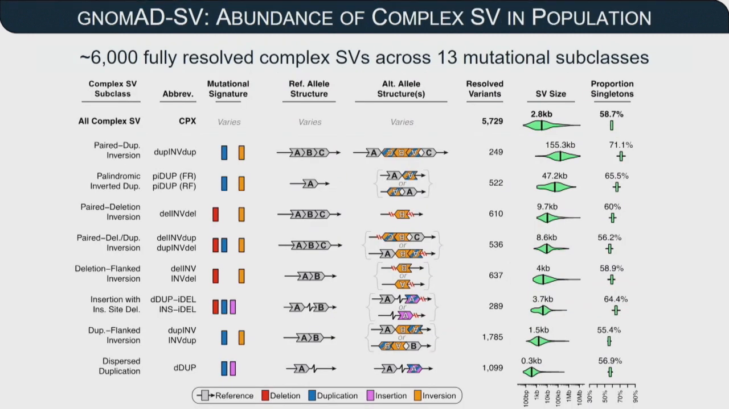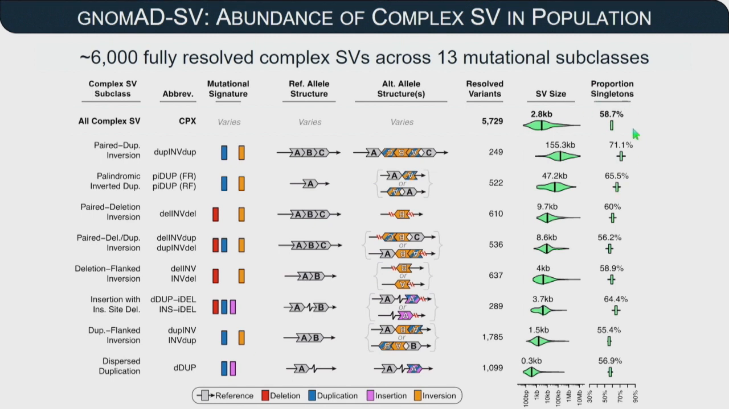And so now with gnomAD, we have some set of background. So we basically have 6,000 fully resolved complex structural variants across 13 mutational subclasses, ranging from inversion with paired duplications to deletion, inversion, duplication, various CNV-mediated events and inversion-mediated events. And the one thing I want to point out here is they're fairly large. So all genomes have these complex rearrangements. They tend to be fairly large, on the order of tens of kb or more.